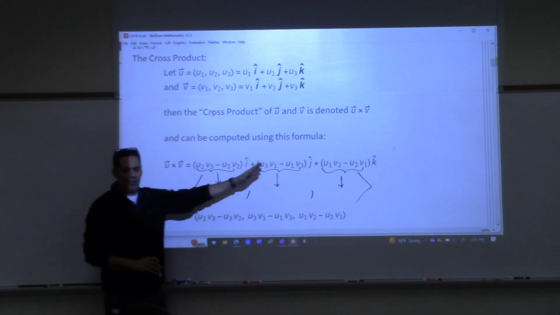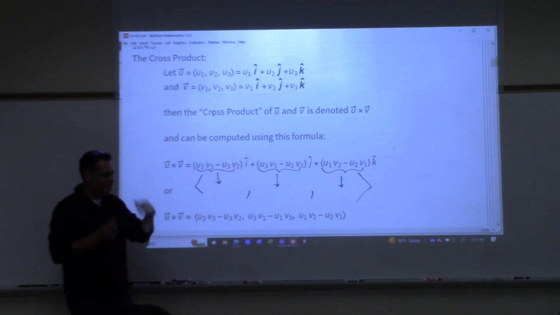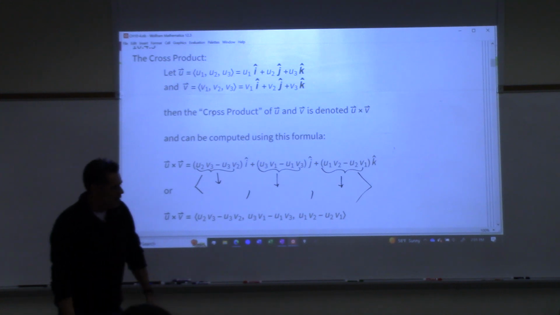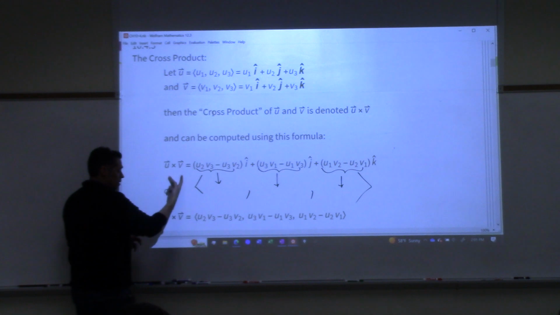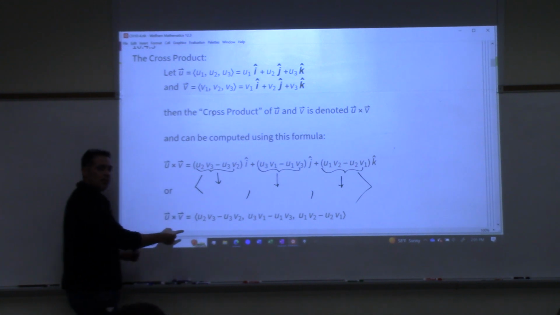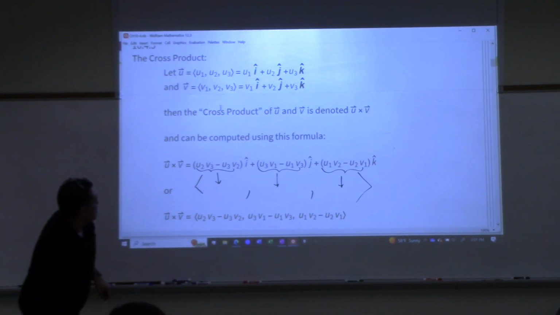Nobody likes to memorize this formula, all right? Because it's a lot to have to figure out, right? Keep things in order, yes? Also, if you do the cross product the other way, backwards, you don't get the same result. So remember, dot product was commutative. The cross product is not. All right, now I will address that a little bit in just a second.